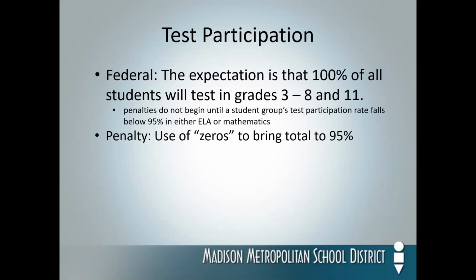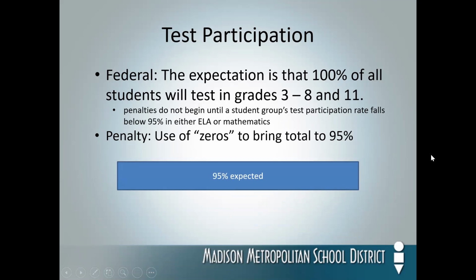Here's something that is very important for us in MMSD: test participation. All federal expectations around assessment are that every student will test, period. However, penalties will not start until we get below 95%. So essentially, at 95% is when penalties start kicking in. What happens is the points that you get are added up for each of the groups, and the federal government process uses zeros to bring your participation rate up to 95%. So let's take a look at that.